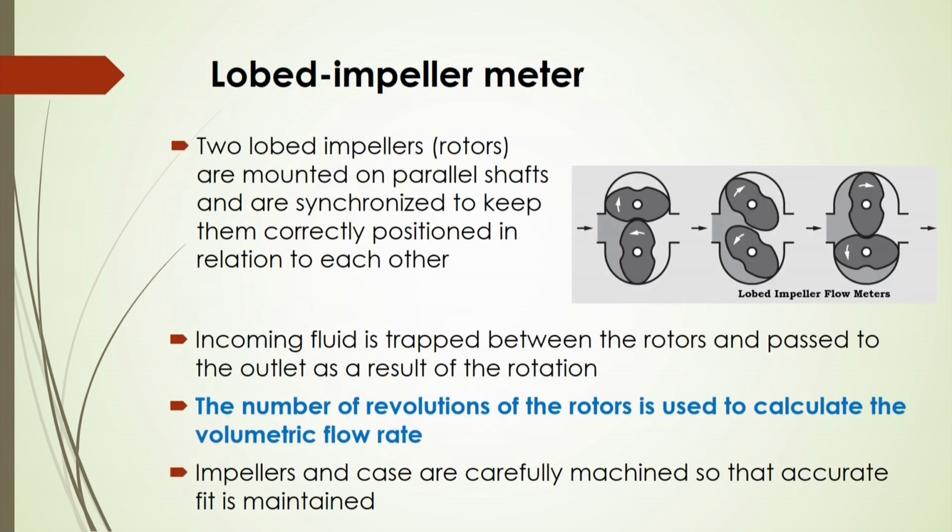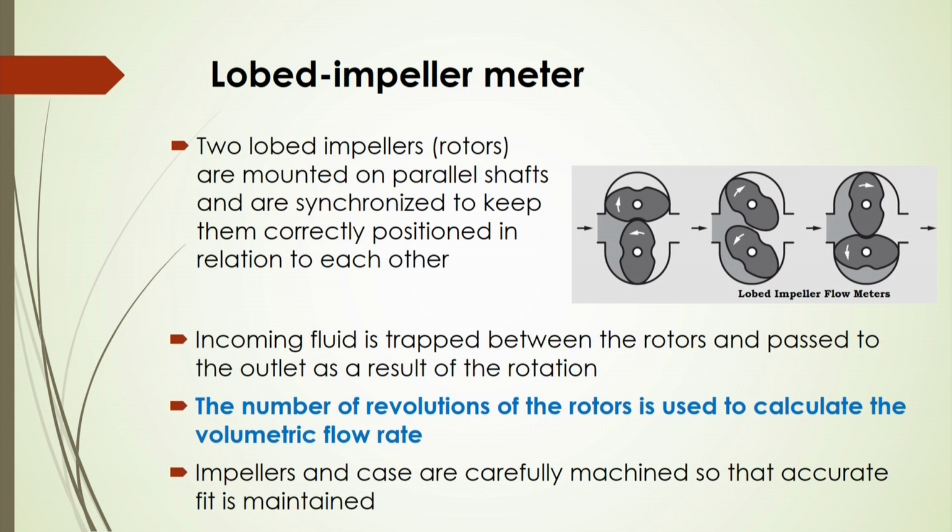And another important rotating type flow device is called the lobed impeller meter. In this case, two lobed impellers, or rotors, are mounted on parallel shafts as shown in the figure, and are synchronized to keep them correctly positioned in relation to each other. Again, the number of revolutions of the rotors is used to calculate the volumetric flow rate. The impellers and case are carefully machined so that an accurate fit is maintained, and incoming fluid is trapped between the rotors and passed to the outlet as a result of the rotation.